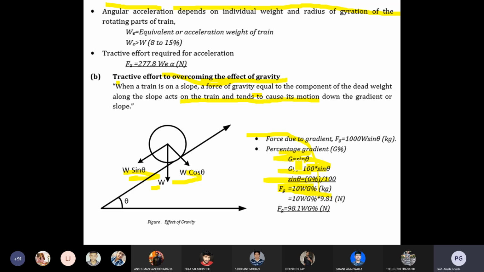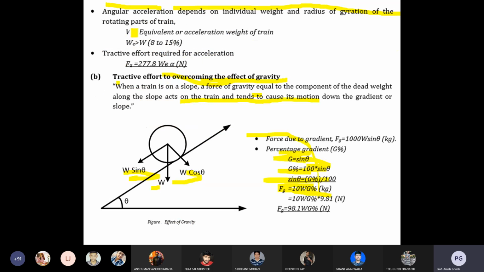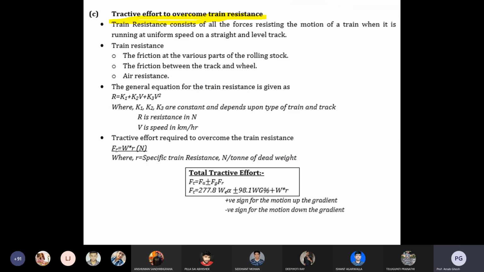G% is your gradient, so you have to calculate that value, and finally here you can see the equivalent weight of the train for acceleration. After running, that weight may be quite reduced, so immediately you can implement the other formula, but at the starting you get the problem. Directly it's not easy to start it.